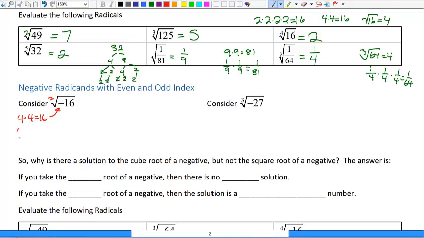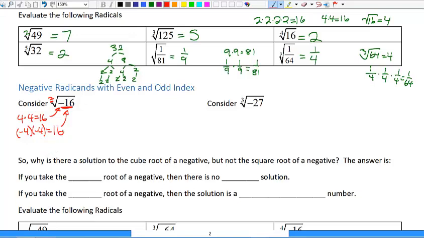Well, what happens if we have negative 4 times itself, negative 4? Well, that also gives me positive 16. Wait, I need a negative 16. And then some students will say, well, I know, let's just use one of each. Well, in radicals, you need to multiply the same number, the number of the index, that's how many times, to get the radicand. So I can't take a 4 and a negative 4 because that's not the same number.